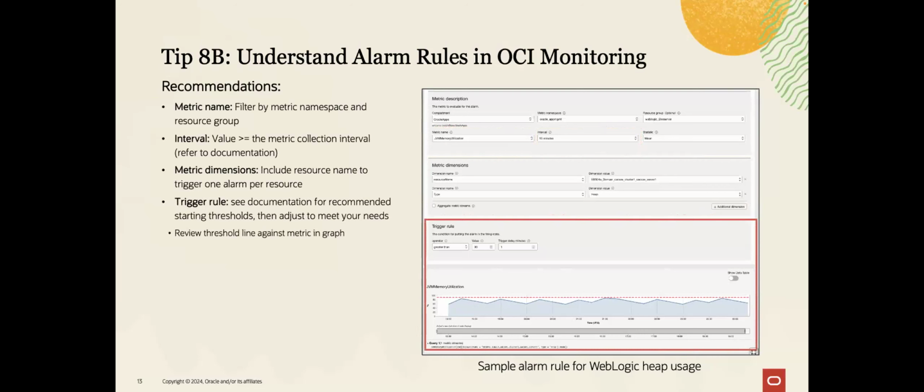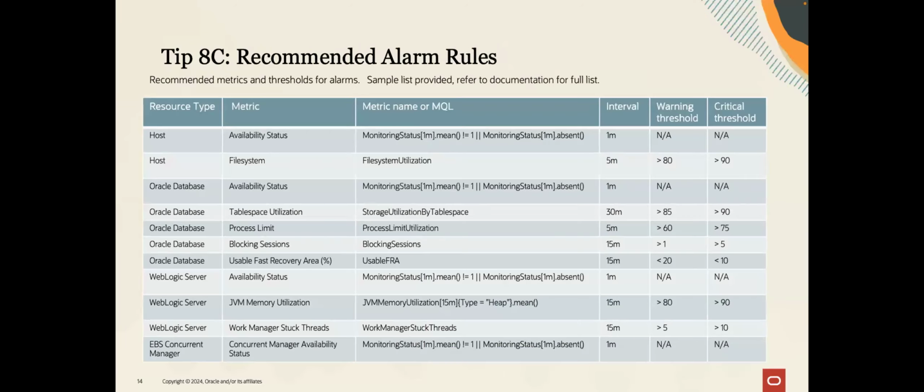And when specifying a threshold, use the trigger rule chart. That'll help review the alarm threshold against the metric values to ensure it's going to trigger at the appropriate time. Here are some recommended metrics and their corresponding alarm thresholds for host, Oracle database, and WebLogic servers. These are all part of our best practice alarm rule recommendations, but for a complete list, once again, see the documentation.